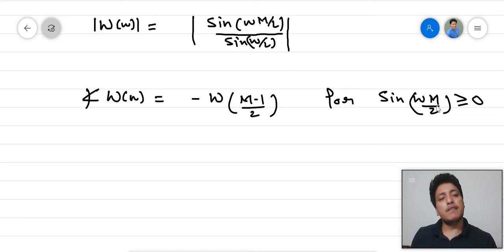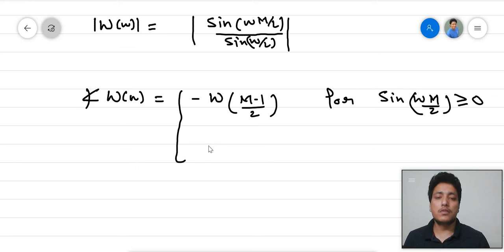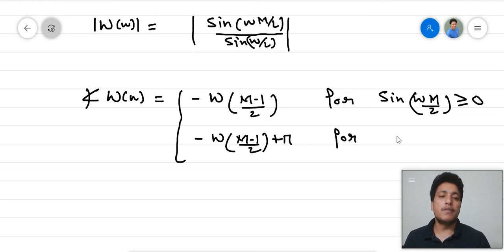But with the increasing value of M, you can land in the third quadrant also, where sine is negative. For the negative values, the phase will be minus ω(M-1)/2 plus π, as we have already discussed in the previous lectures. Plus π will be introduced for a negative sign. So in that case, sin(ωM/2) will be less than 0.